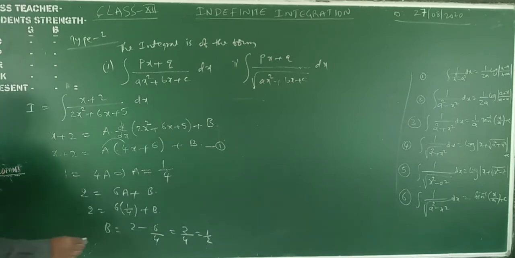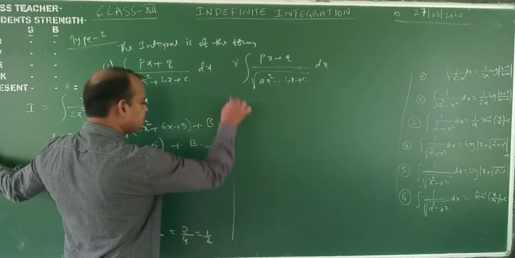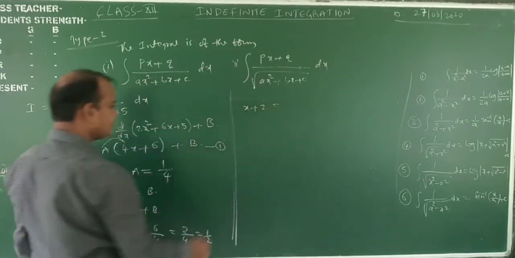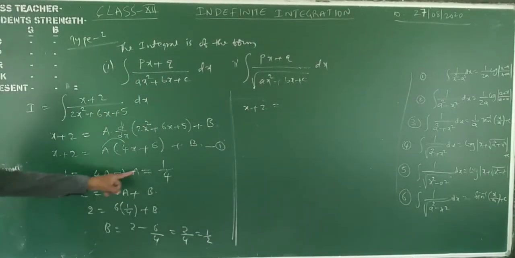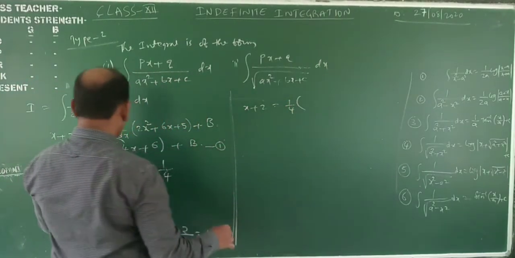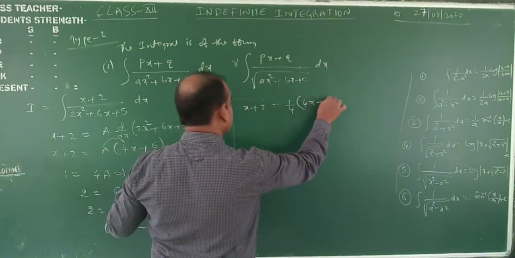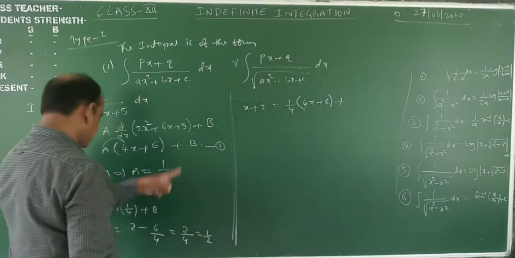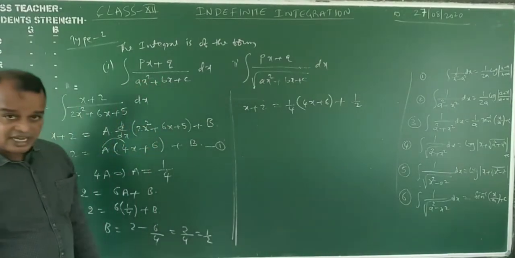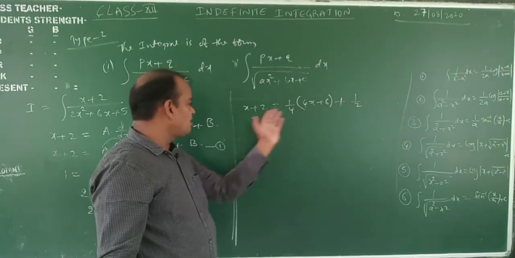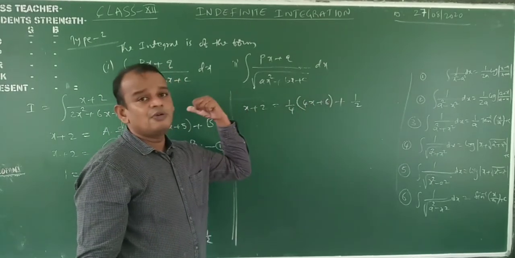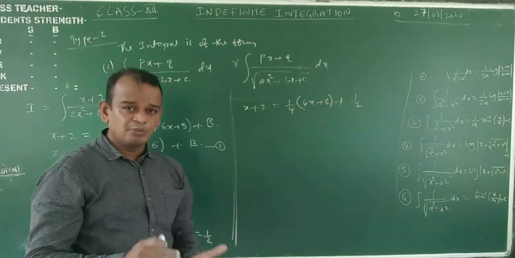Therefore x plus 2 is equal to A, whose value is 1 by 4, into 4x plus 6, plus B. The B value is 1 by 2. Again, you do not need to calculate this one; if you calculate it again, you get this one only. So x plus 2 compulsorily we will split in this way, and we will complete the problem.